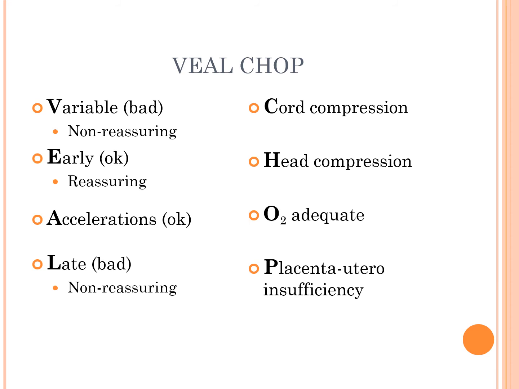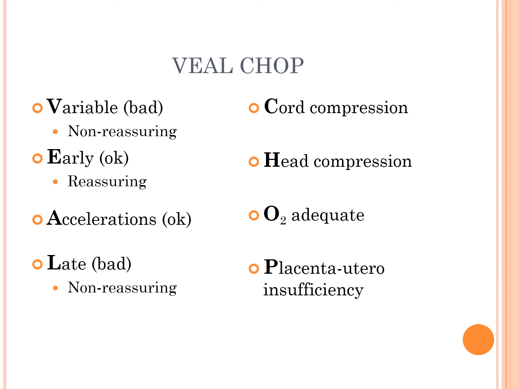So variables, which can be bad, usually it means cord compression. So our first thought is what's going on with the cord, but you're going to see some variables, okay? It can be non-reassuring if they are frequent and pretty regular. If they're random and just rare, then usually it's not anything too bad, okay?